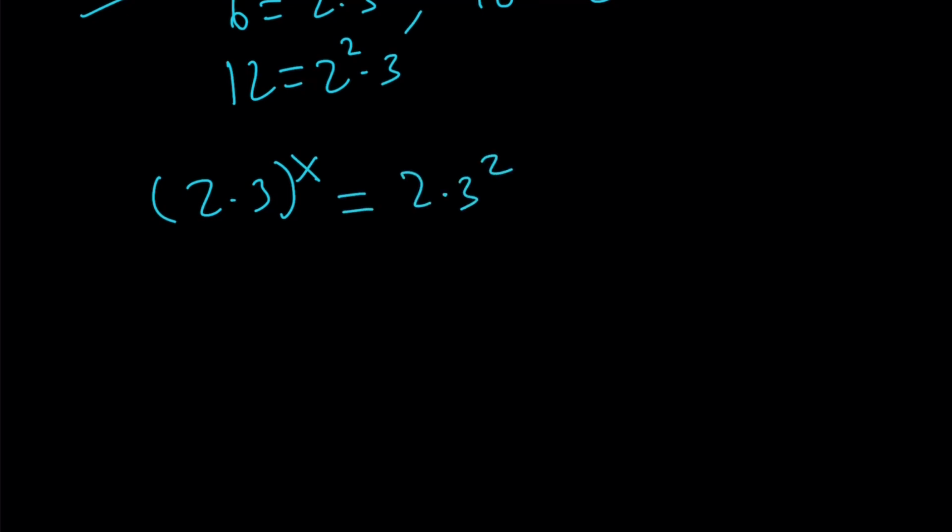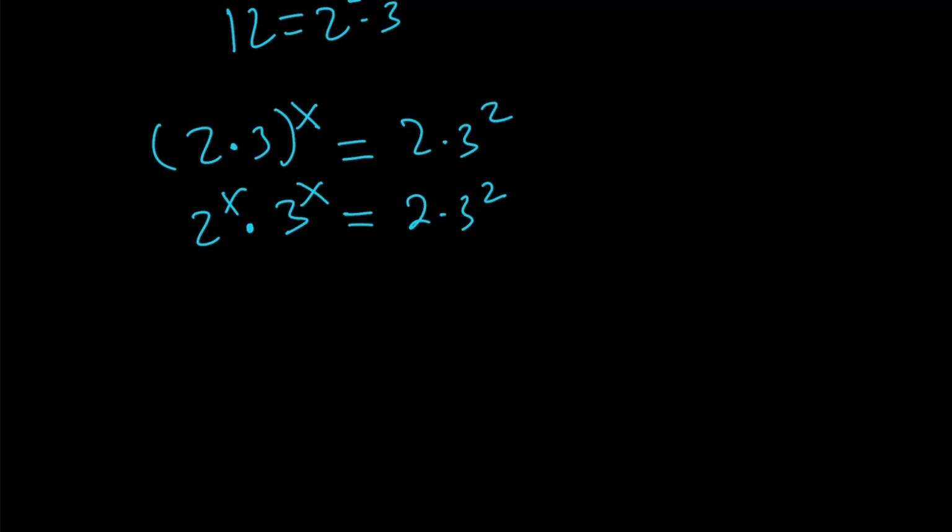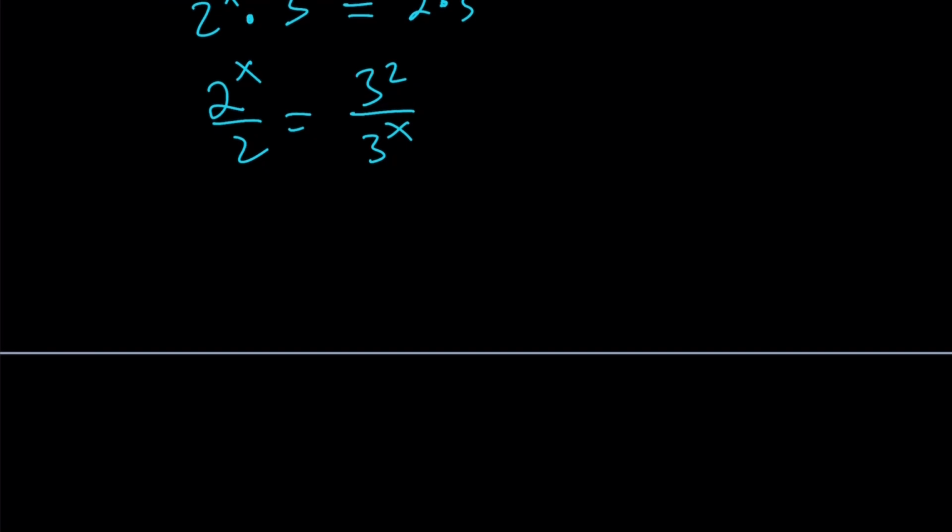So from here, we're going to get something, right? Let's go ahead and see what happens. 2 to the x, 3 to the x. We distribute the x because that's a product. 2 times 3 squared. Here, my approach generally for these kinds of problems, and I've done similar problems before, you can also check them out, is to put the 2's together and the 3's on the other side. So let's go ahead and see how that works. Let's divide by 2. That's going to give us 2 to the x divided by 2. And let's divide by 3 to the x. And that's going to give us 3 to the second divided by 3 to the x. Make sense? 2's on one side, 3's on the other.